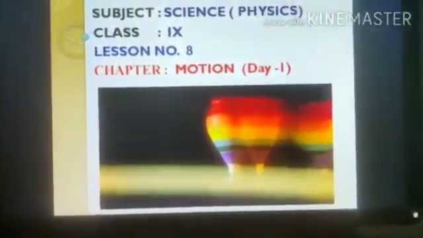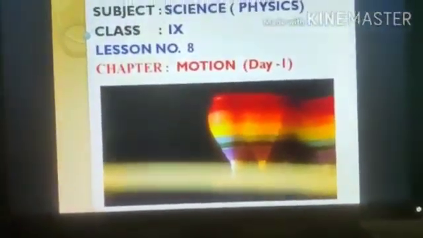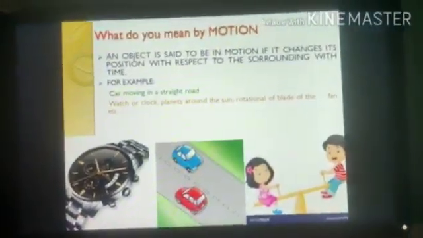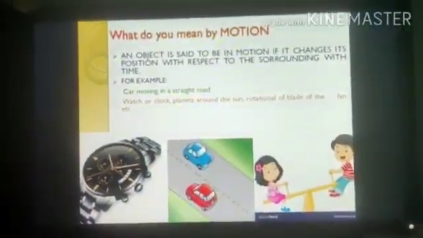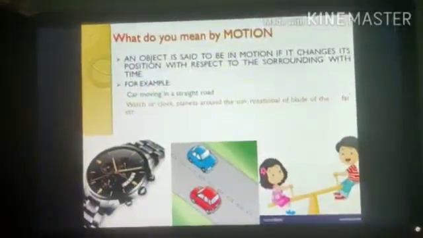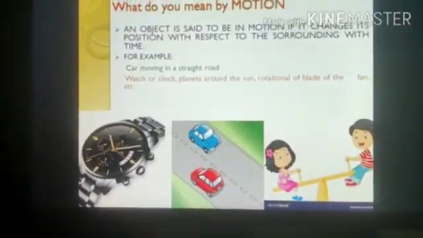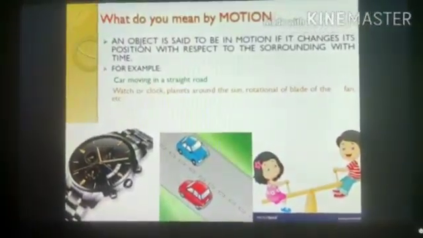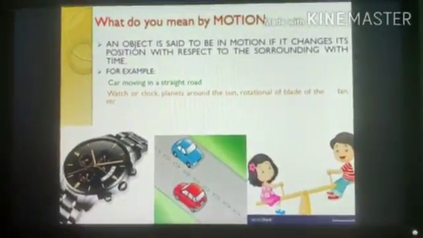Chapter for first term is taken, lesson number 8, motion. Topic number 1. What do you mean by motion? An object is said to be in motion if it changes its position with respect to the surrounding with time.